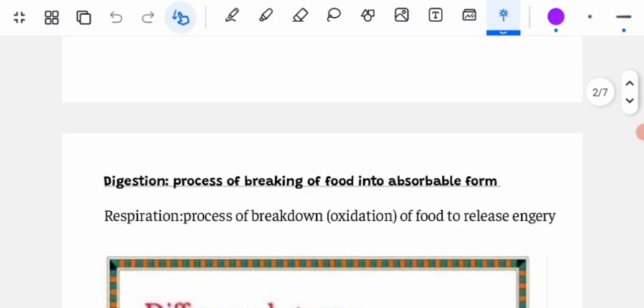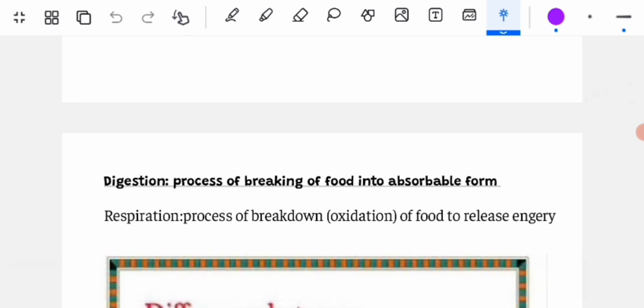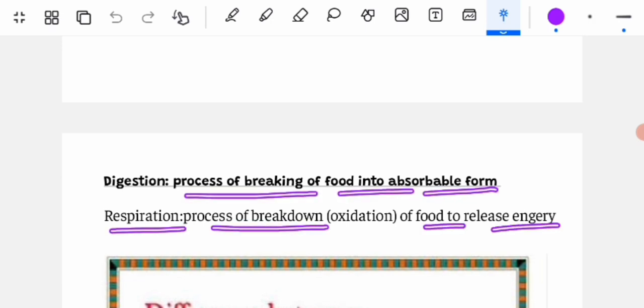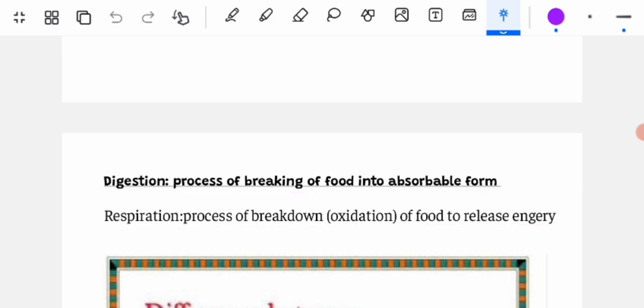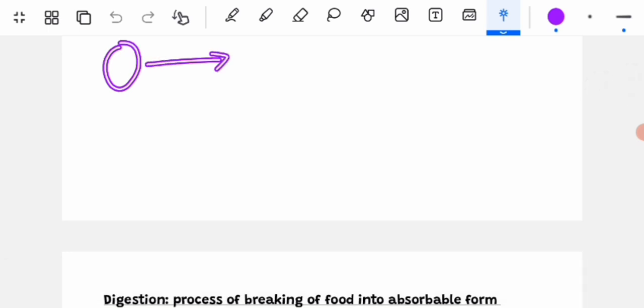Now we are going to start the respiration part. When you are learning something, you should know the definition of it. Digestion का definition क्या है? Process of breaking of food into absorbable forms. Respiration is the process of breakdown of food to release energy. Okay, दोनों में difference क्या है? Digestion means the big molecule is converted into small absorbable molecules.